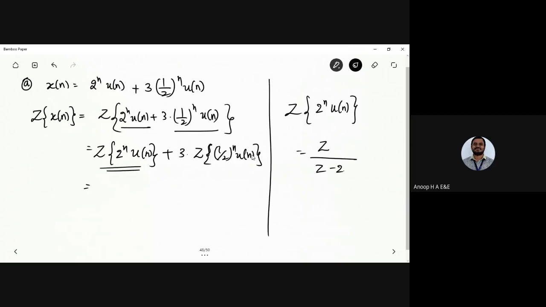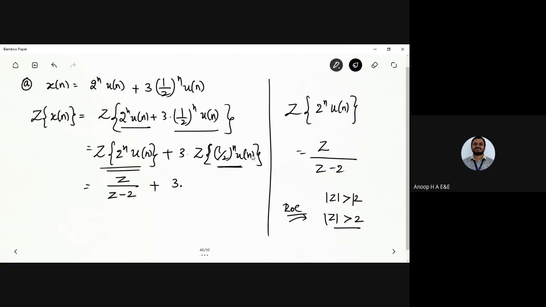Recall the function, and you can have mod z. Mod z is the entire z plane except at z is equal to 2. So I have mod z greater than 2, because we are going to have the unit circle. So mod z greater than 2 would be the ROC of the first signal, and its z transform is z divided by z minus 2, plus 3.